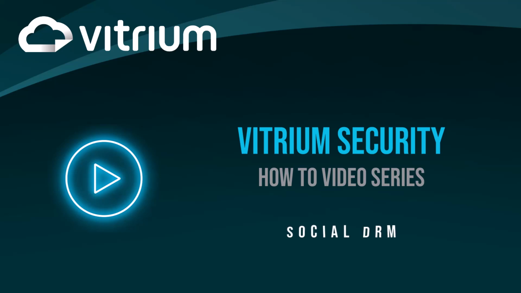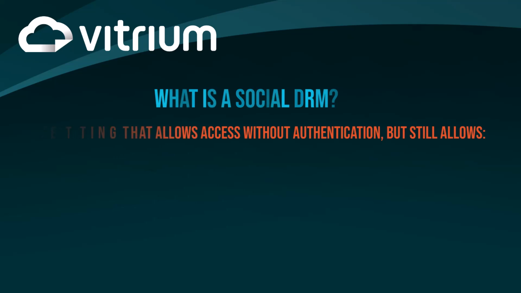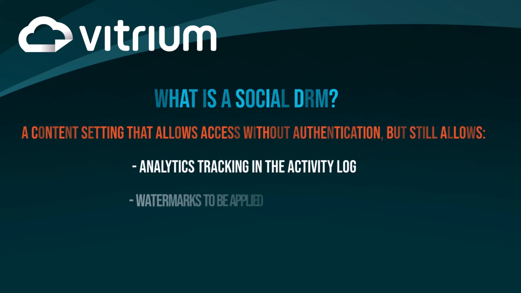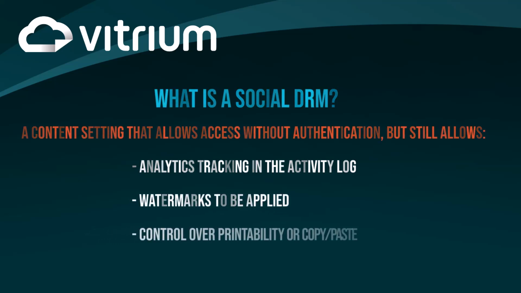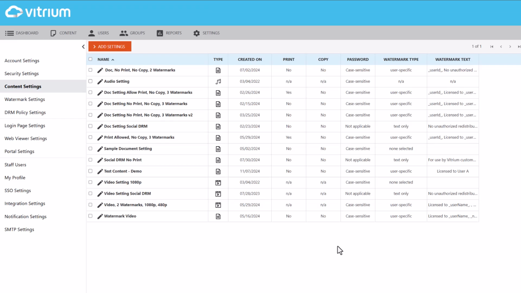In this video, we're going to take a look at social DRM policies. What is a social DRM? It's actually a content setting that allows end users access without authentication, but still allows you to have control over some features. You'll get things such as analytics tracking in the activity logs. Watermarks can be applied. You'll have control over printability or copy and paste, and you can assign date range or location-based access.